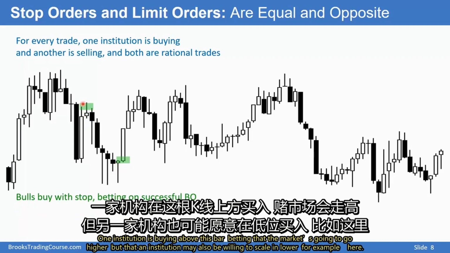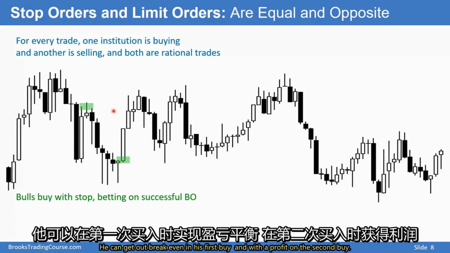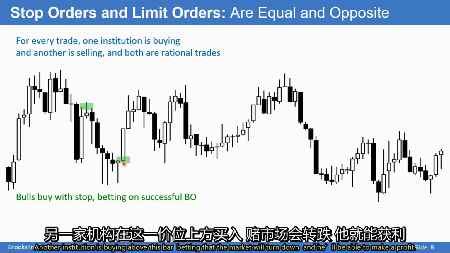One institution is buying above this bar, betting that the market's going to go higher, but that institution may also be willing to scale in lower. For example, right here, again entering on a stop, betting that this was a rational buy, therefore the market should get back to that price. He can get out break even at his first buy and with a profit on a second buy.